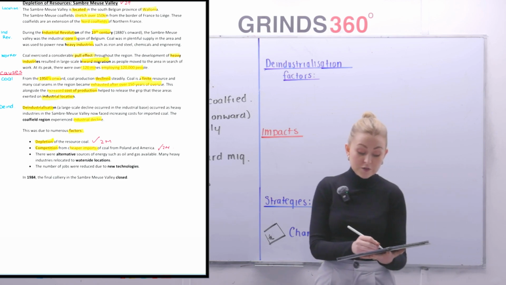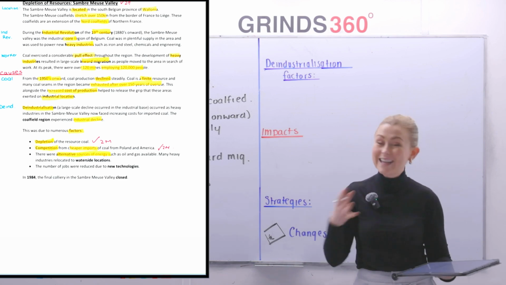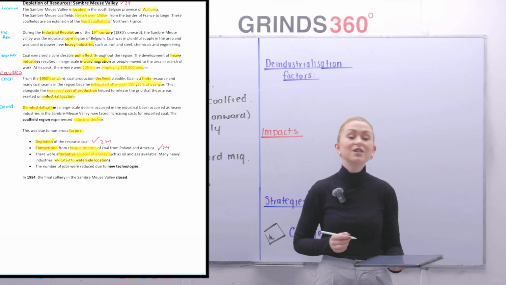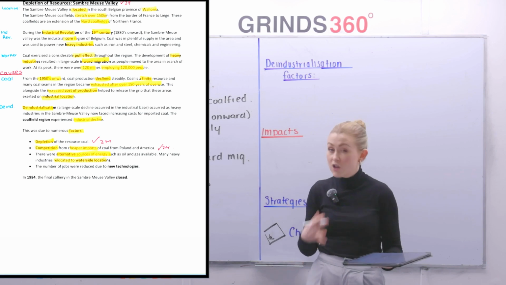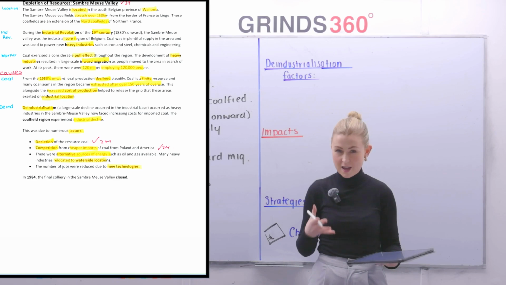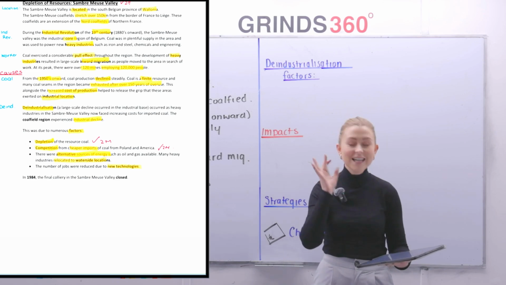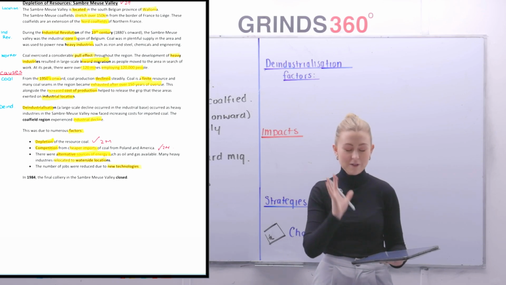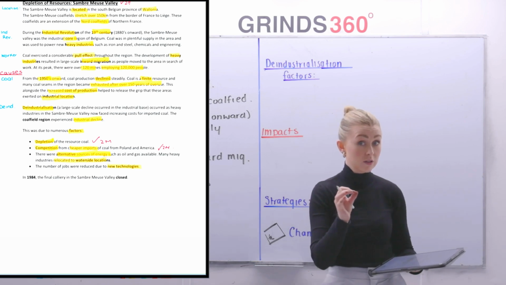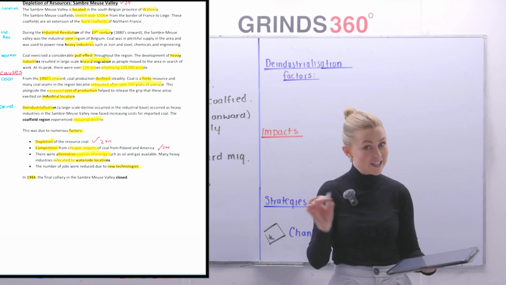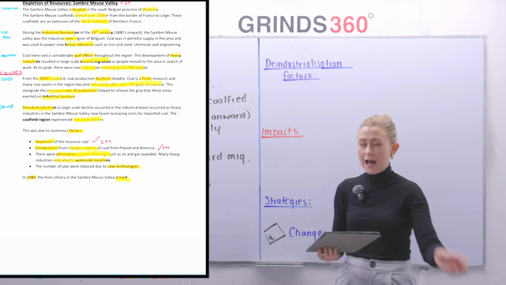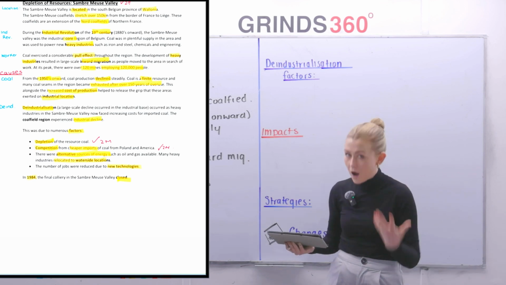There were alternative sources of energy also, such as oil and gas now available. Many heavy industries now, highlight the words, relocated to waterside locations. The number of jobs were also reduced due to, highlight, new technologies. New technologies taking over them jobs. In 1984, the final coal mine in the Sambre-Meuse Valley was shut. Highlight 1984 and highlight closed. Now, a lot of key information there, and we're racking up a lot of marks very quickly because of the marking scheme.